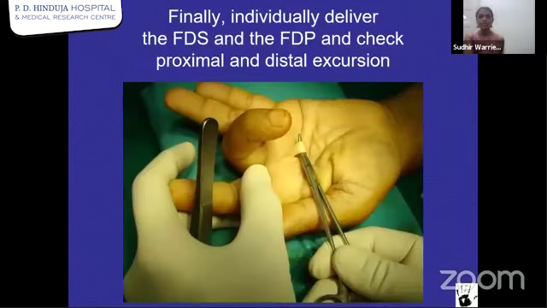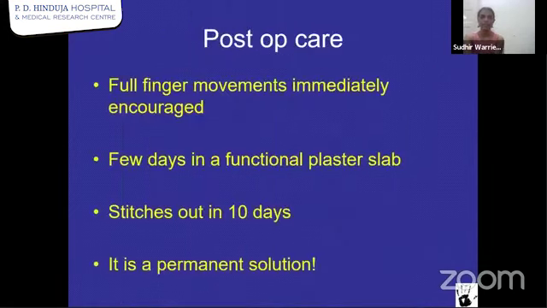So here is the A1 pulley, like you see in this picture. This pulley is slit in between and we de-roof the pulley. That means we take off a part of the pulley so that there are less recurrences, less fibrosis. But the procedure doesn't end here. The last step is to deliver each tendon, the FDS and the FDP, and to check for the proximal and distal excursions of this tendon.